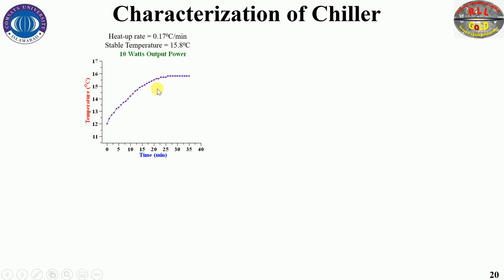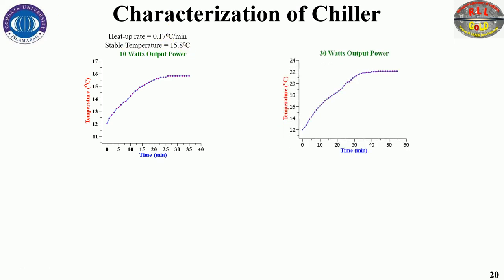The heat up rate of water for this chiller at 10 watt output power is 0.17 degrees Celsius per minute and the stable temperature is 5.8 degrees Celsius. Similarly, for 30 watt output power the heat up rate is 0.34 Celsius per minute and the stable temperature is 22.1 degrees Celsius.